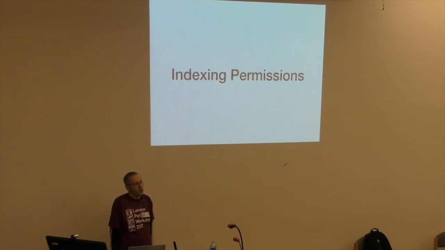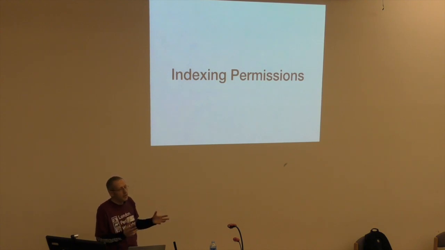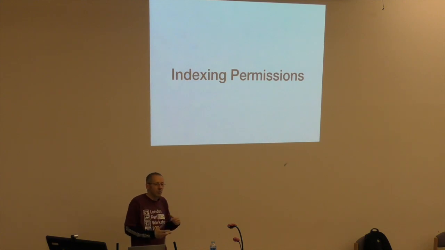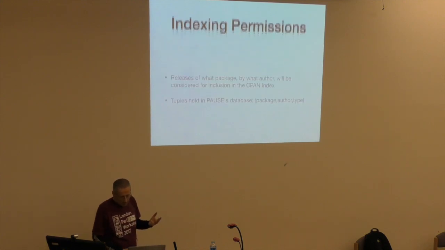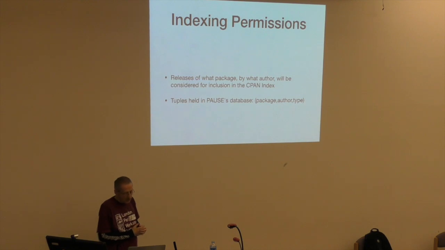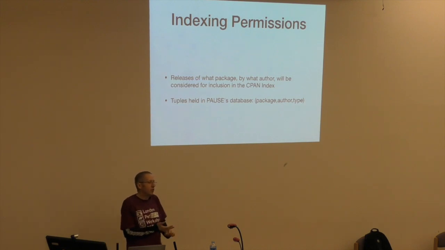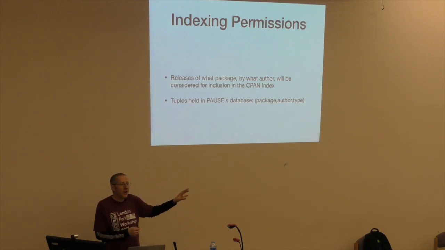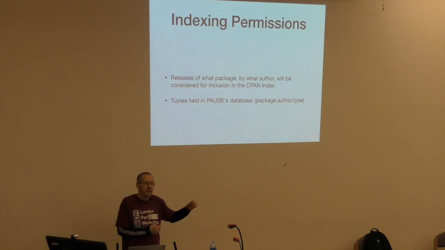Let's say he was the first person who uploaded it, then his release would go into the index. But PAUSE has this thing called indexing permissions, and this is how it controls who is allowed to release what and whose releases of what will end up in the index. These indexing permissions are essentially a tuple of a package, an author, and the type of permission they have. So when you upload something, PAUSE checks this to see, do you have an indexing permission for this? And if you do, then it will end up in the index.